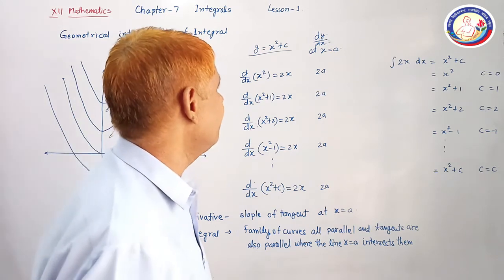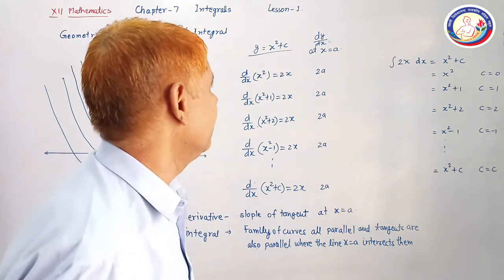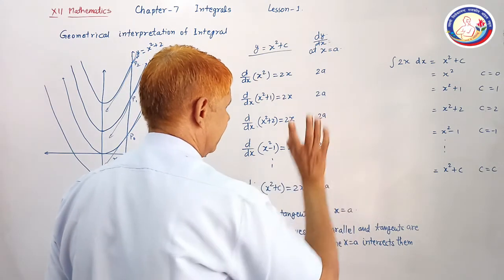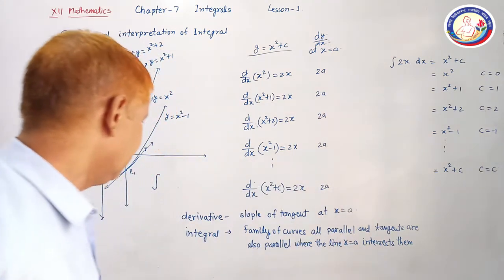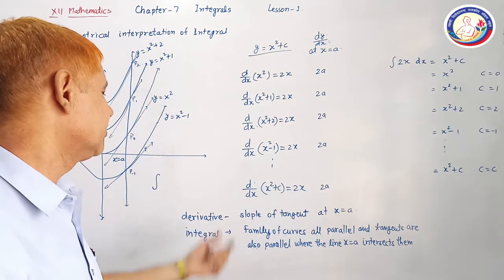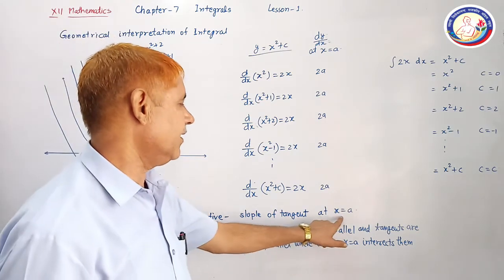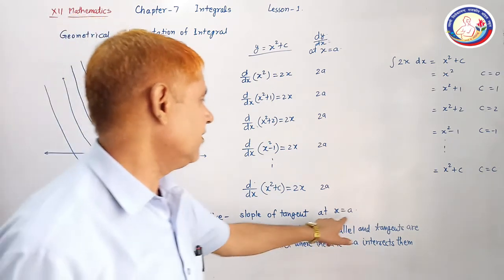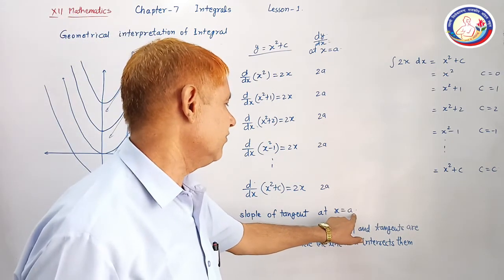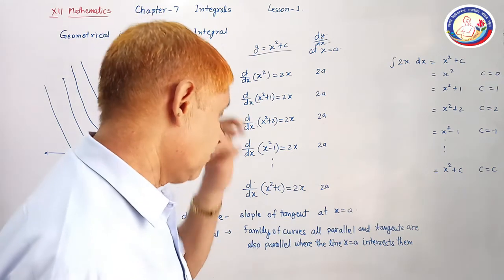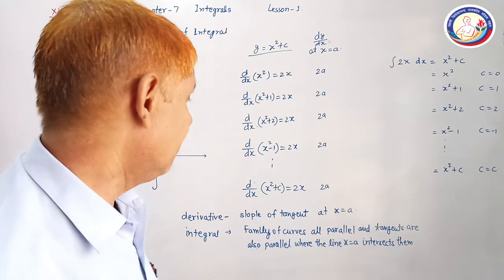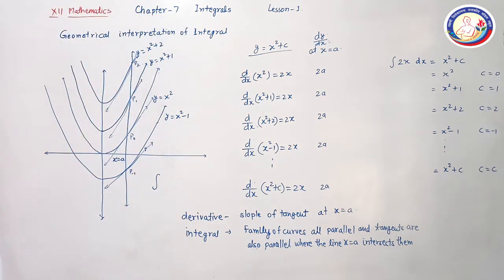If we find values of the derivative at x equal to a, we will get 2a, always 2a. We know that the derivative represents the slope of the tangent at a particular point. The value of the derivative at x equal to a represents the slope of the tangent at x equal to a. Now what about the integral?